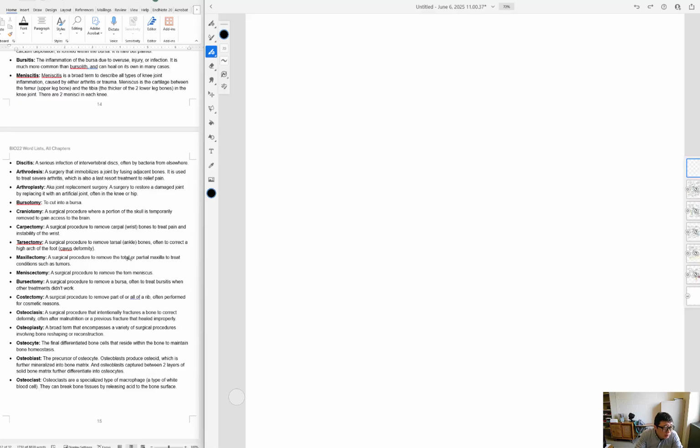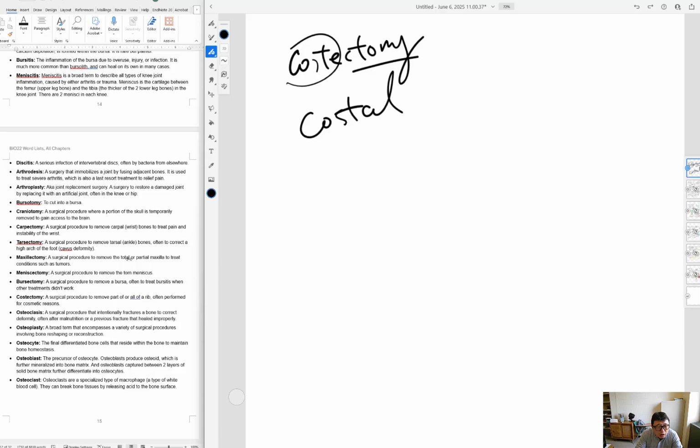Next page. What next? Costectomy. Again, take away. What is costal bone? Costal bone means rib bone. I think I learned from my previous students that costal in Spanish or Latin means the rib. So costectomy means take away the rib bones.